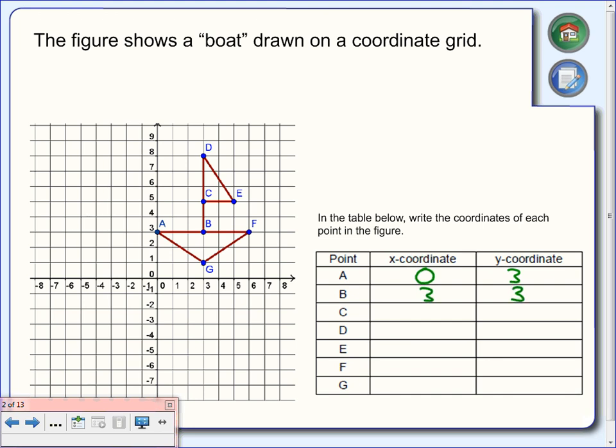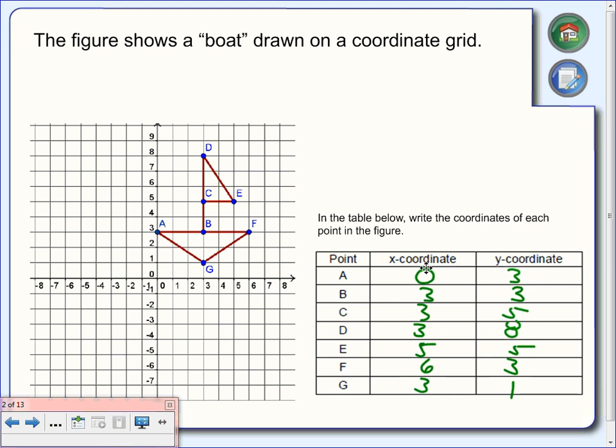Now I'm looking at C. The ordered pair for C is 3, 5. The ordered pair for D is 3, 8. Ordered pair for E is 5, 5. F is the ordered pair 6, 3. And finally G is the ordered pair 3, 1. So nothing fancy there. All we're doing is identifying some key points on this boat. All right, so that takes care of page 1.